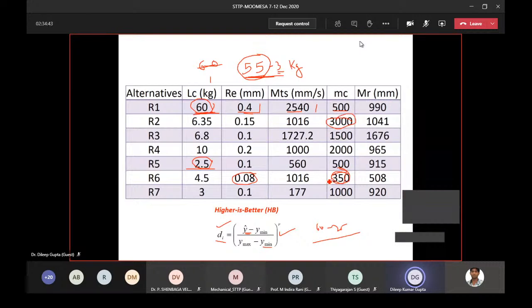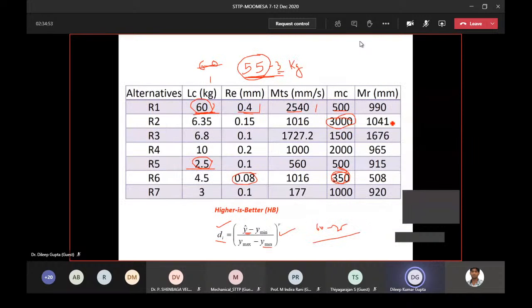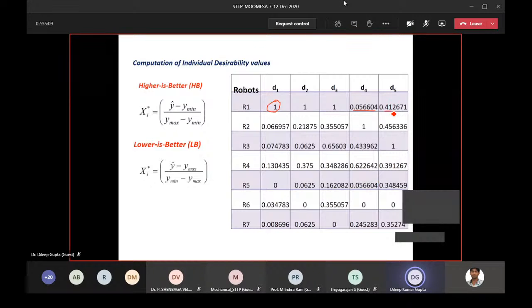Similarly here, if you are trying to find out with respect to this, the maximum value is this value, minimum value is this. So you can use this 990 minus 508 divided by 1676 minus 508. You will get certain value. This value is 0.412671. This is the value of D5. So D1, D2, D3, D4, D5 will be used for alternative 1.